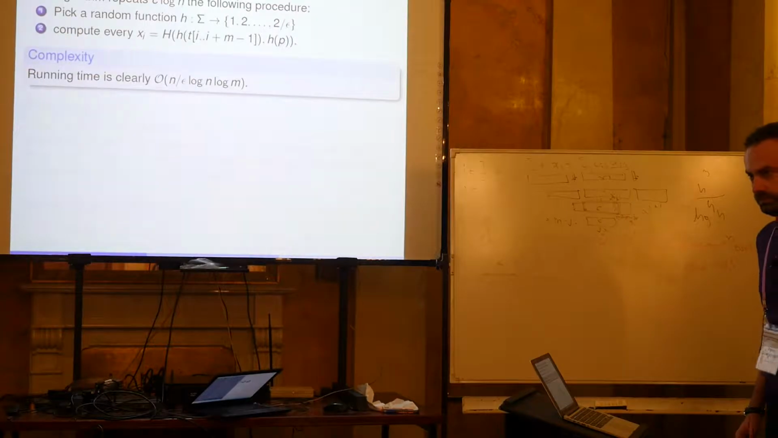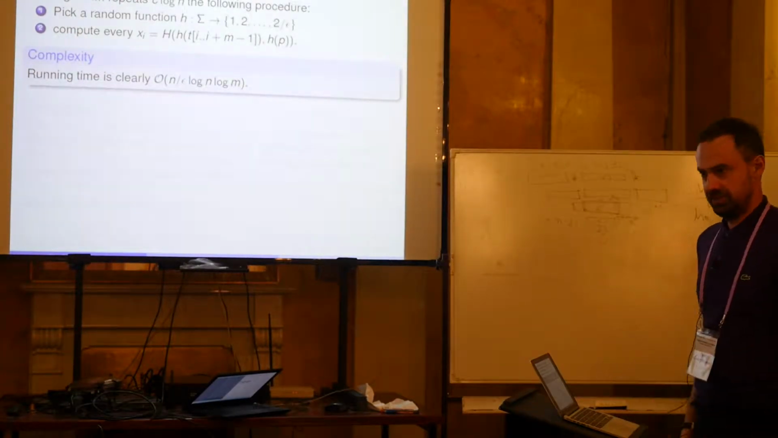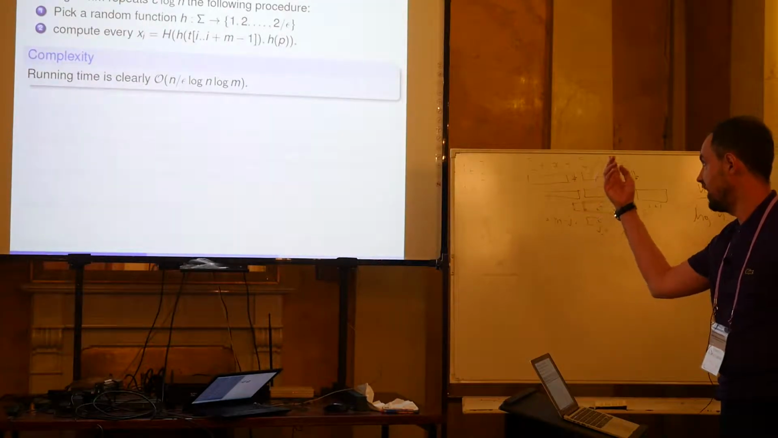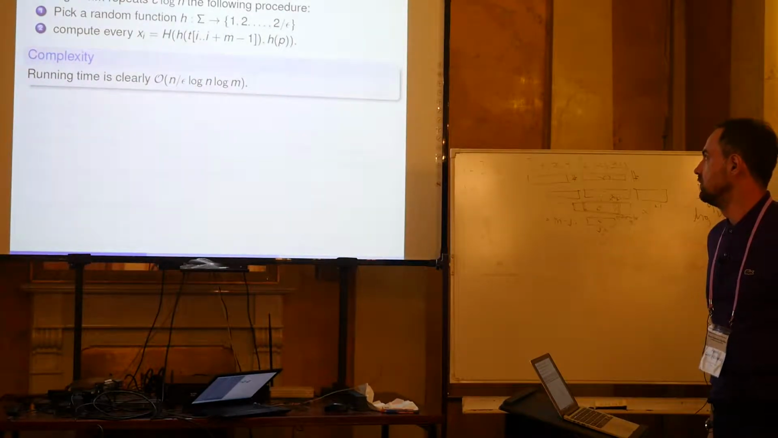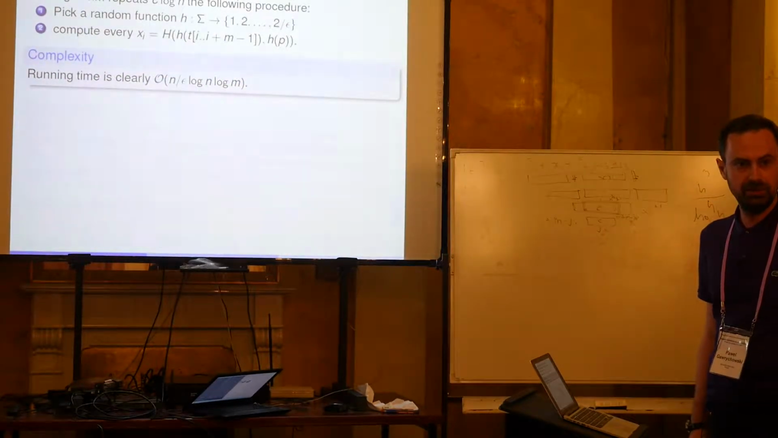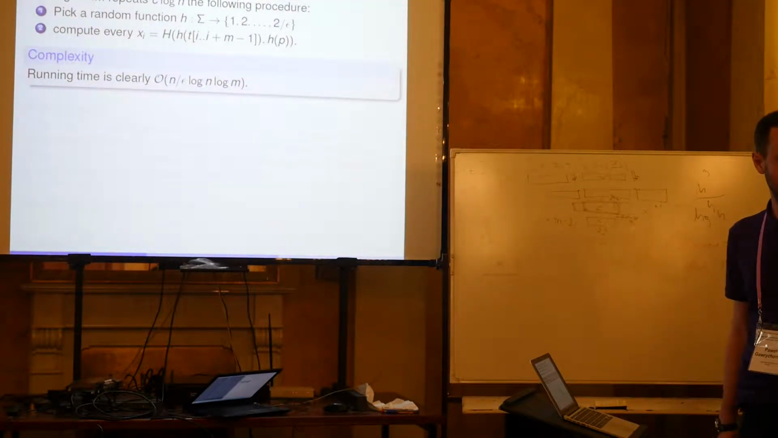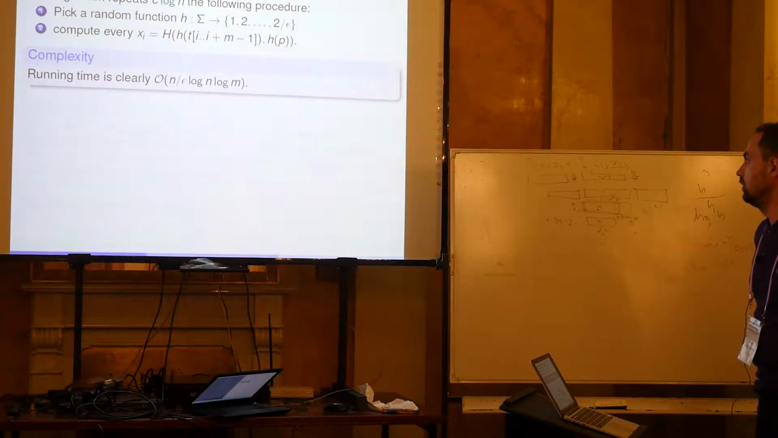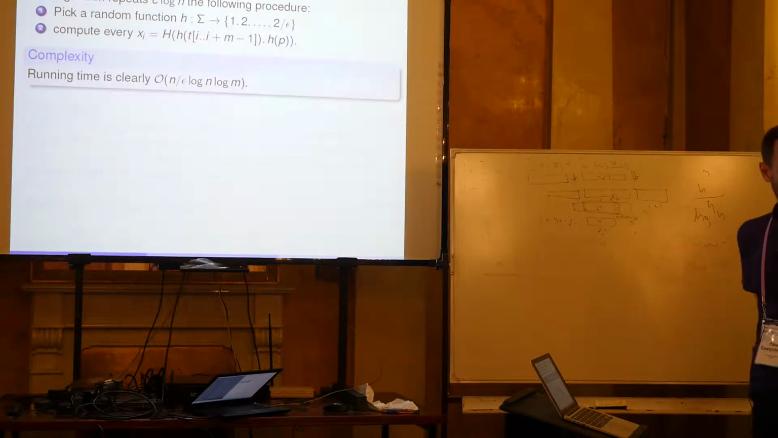So capital H is the Hamming distance, that's the number of mismatches. And xi is the number of mismatches for the alignment starting at position i in this text. Okay, so that's the experiment that we do. So the complexity is easy to analyze.